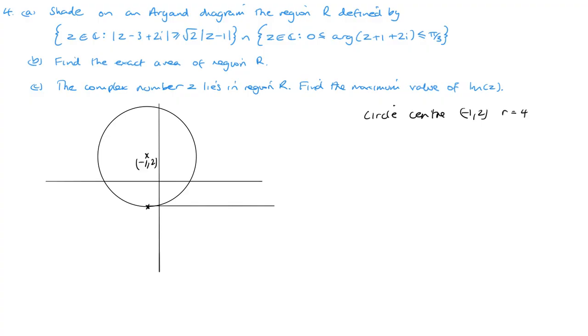And then pi by 3. So that would be 60 degrees basically. So something like that, where this angle is pi by 3. And then the shaded part is going to be between those two and within the circle. So this part of the circle here.